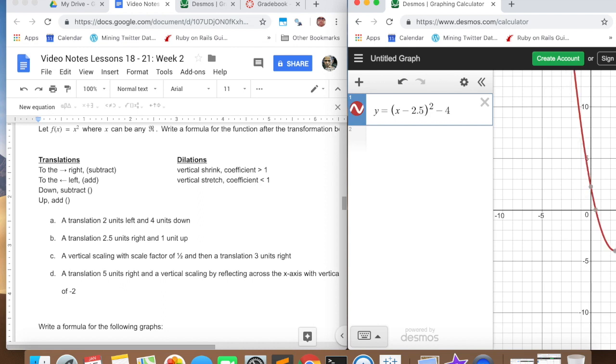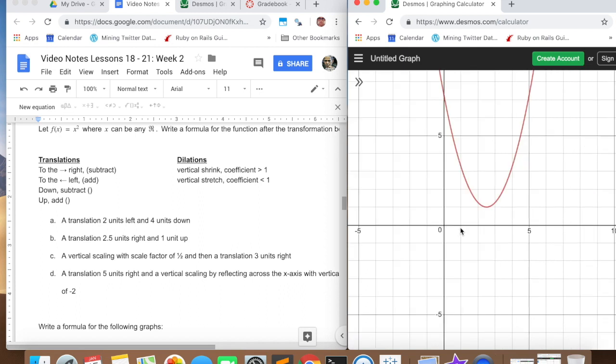For problem B, we have to translate it and go 2.5 units to the right, which means I have to subtract 2.5 inside the parentheses and add 1 up. And so my vertex would change to 2.5 and 1 up.